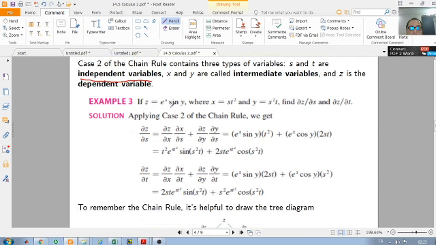If z is given as e to the power x times sine y, you see z depends on the variables x and y, but x and y are also functions of two variables. x is equal to s t squared and y is equal to s squared times t. So let's find the partial derivatives of the dependent variable z with respect to s and with respect to t. Applying the second case of the chain rule, we first take the partial derivative of the function z with respect to x by considering the variable y as a constant.